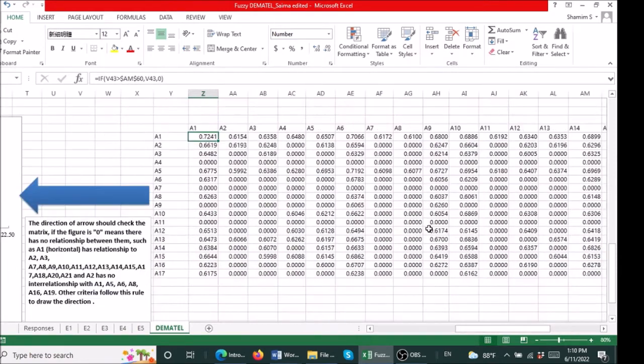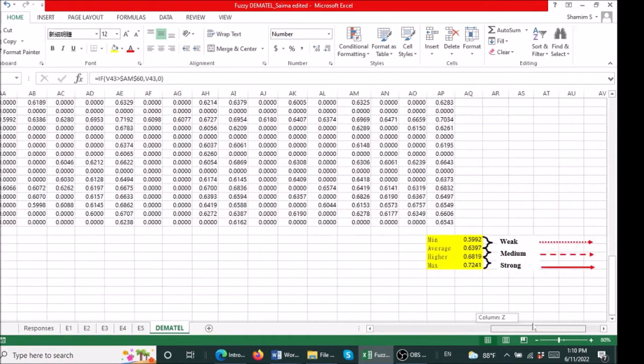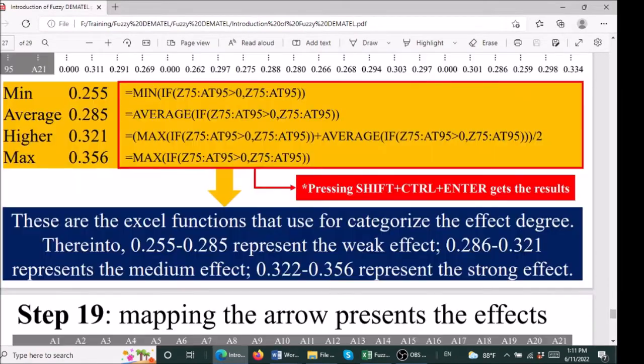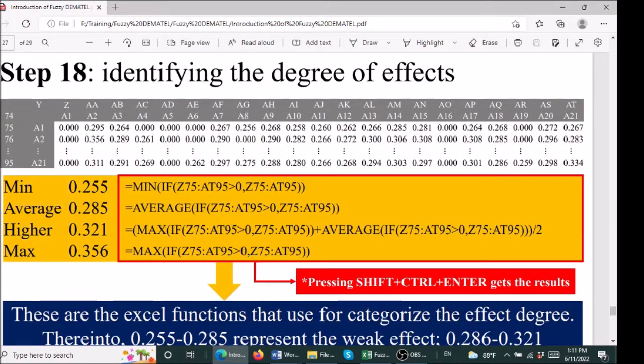Drawing the arrow. Okay, so before drawing the arrow, we can still have three types of arrow. We can say the degree of strength. Okay, so we calculated the minimum, average. Okay, this is how the function is, average function. Okay, the higher function is the max function. How to calculate this one? The formula is given here. Okay, using our if function.